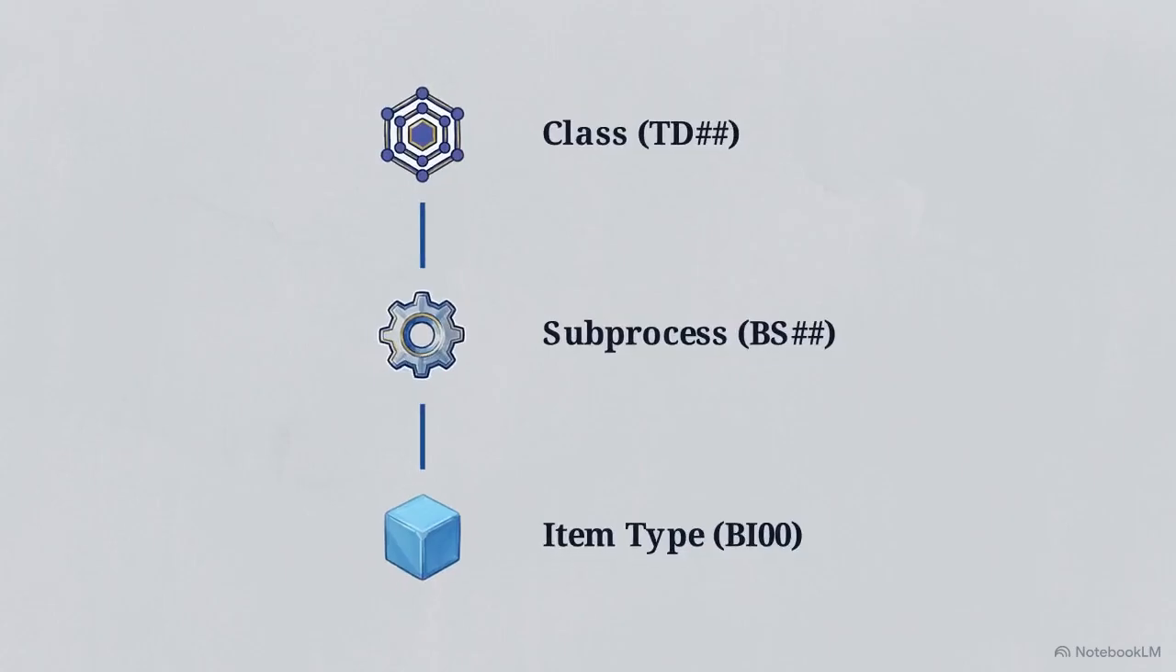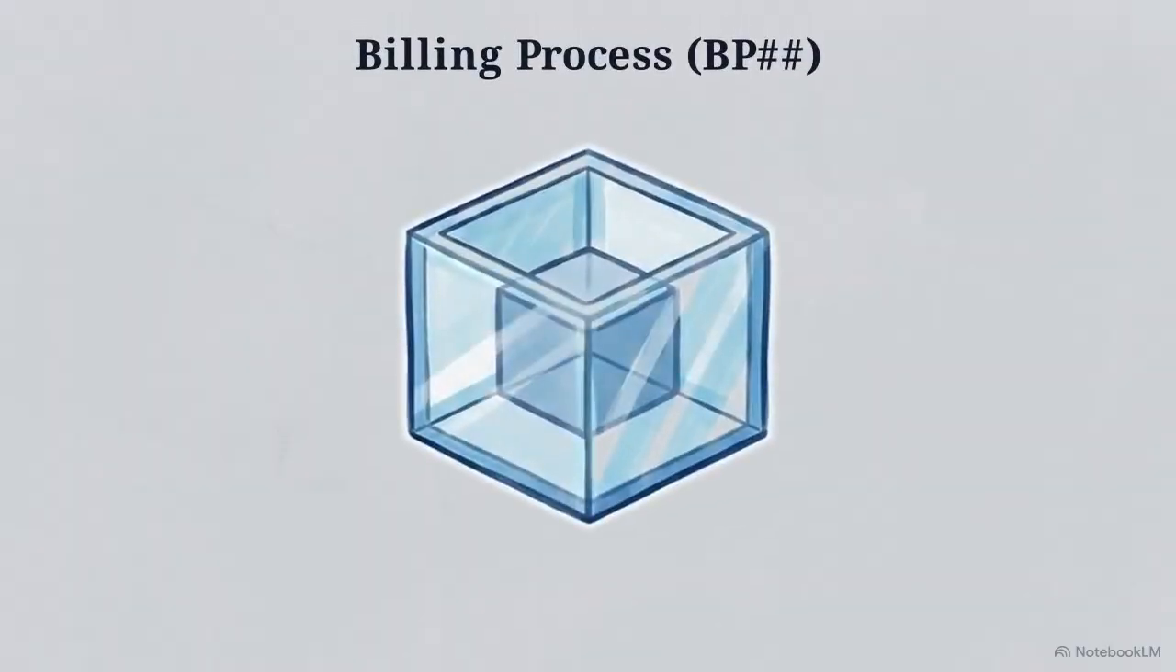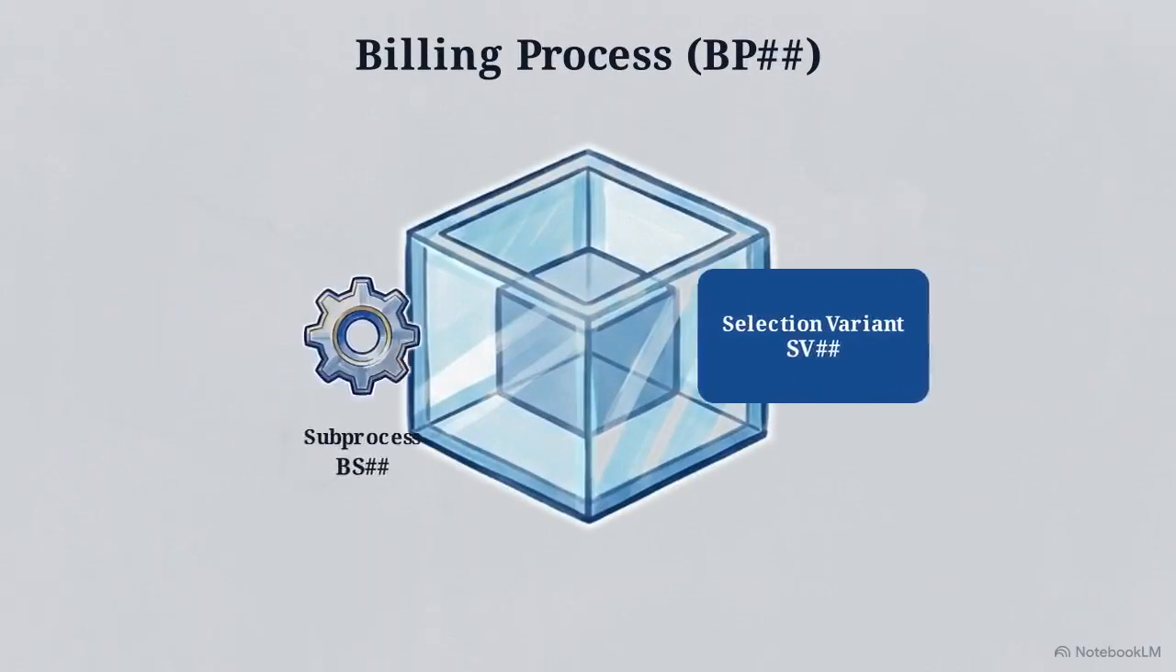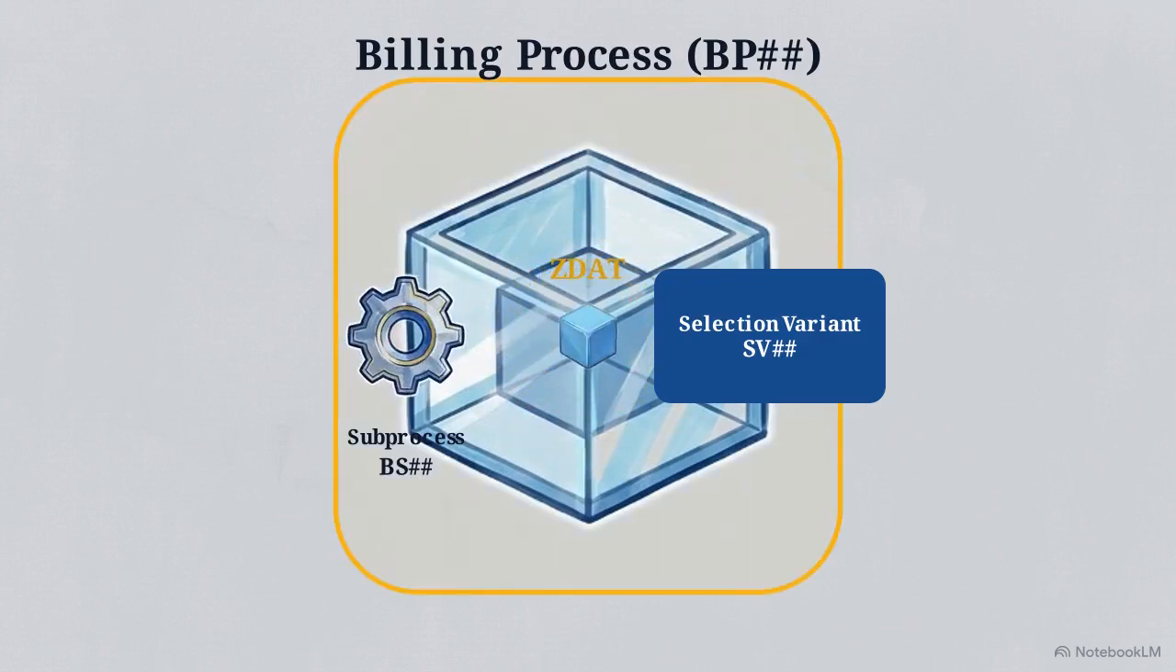You have now mapped the item types to the subprocess and the subprocess to the class. Now we bundle these pieces into a primary billing process. Create a new process named BP-## and assign it to grouping classification 00. This flowchart visualizes our next linkage. We tie the subprocess and selection variant together into our main billing process configuration. Inside that structure, the raw item type passes through the subprocess, converting into the unified billing item type ZADAT.